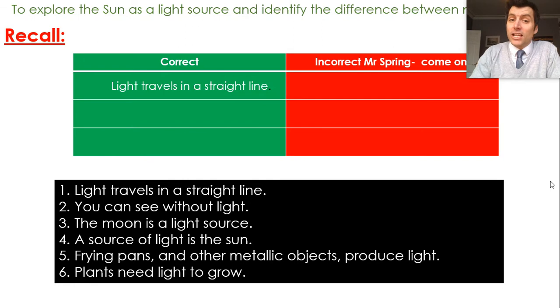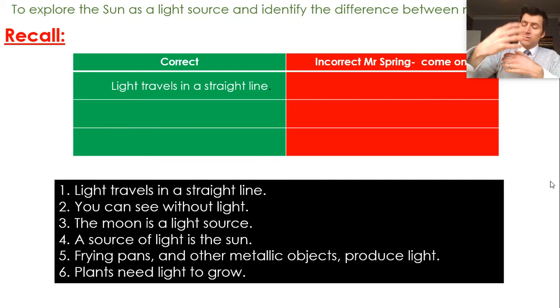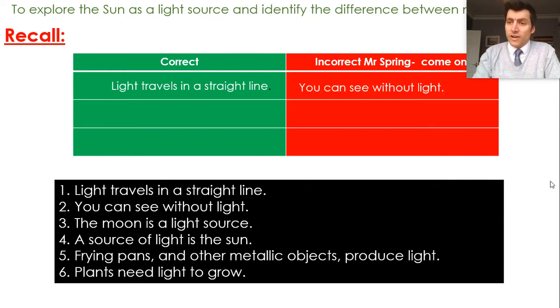Okay, it's correct that light travels in a straight line. If you remember our box from last week, we couldn't see around parts of the box and the teddy bear couldn't be seen in the top of the loft due to the fact that the light doesn't curve round corners. It just goes in that straight line. You can't see without light. Light is what you need to be able to see.